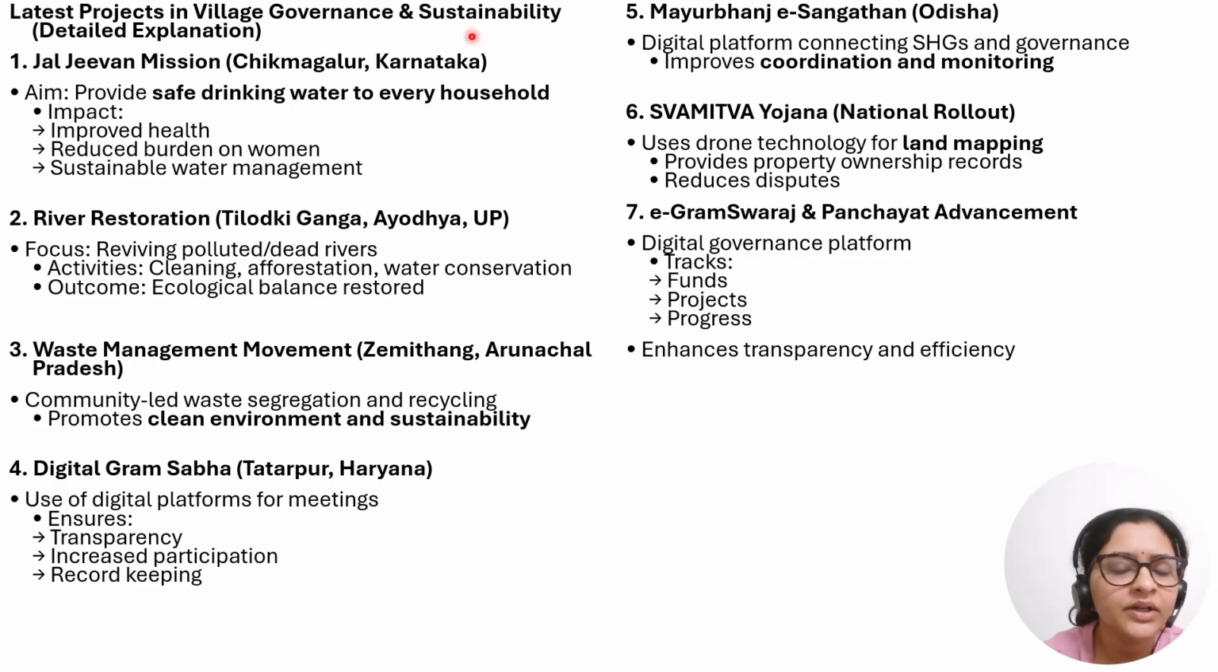The latest projects in village governance and sustainability. Okay. What are the latest projects? First, Jal Jeevan Mission that is happening in Chikmagalur, Karnataka. River restoration, Tilodki Ganga, Ayodhya, Uttar Pradesh. Then waste management movement, Zemithang, Arunachal Pradesh. Then Digital Gram Seva, Tatarpur, Haryana. Mayurbhanj E-Sangatan, Odisha.